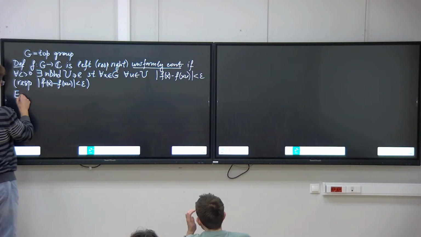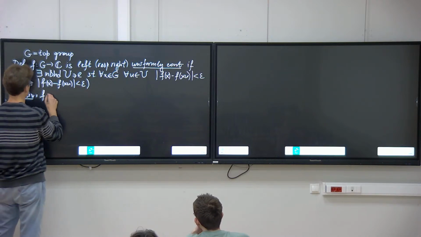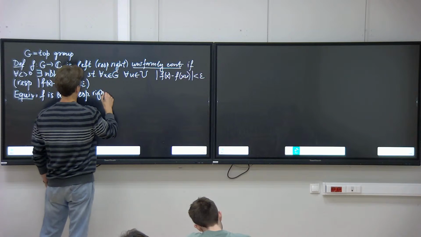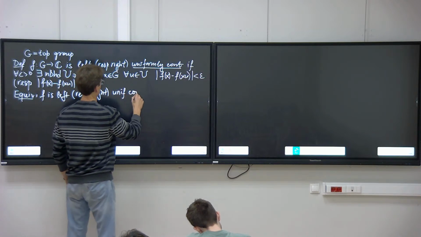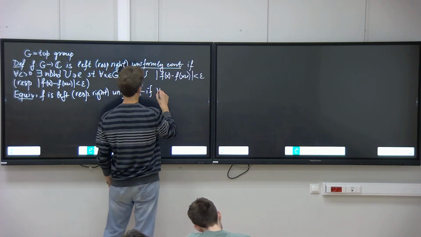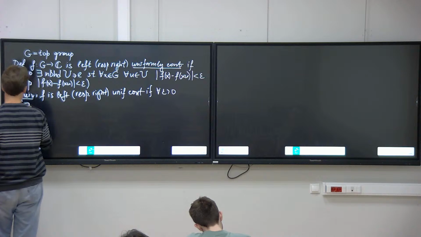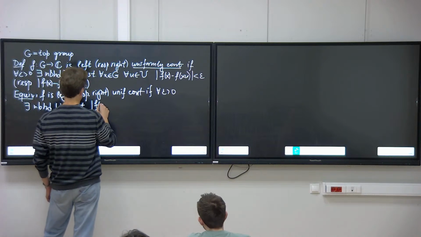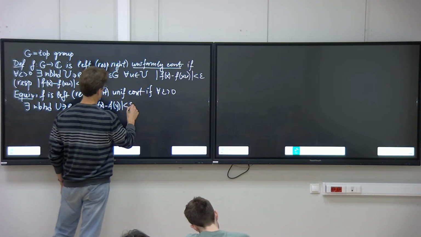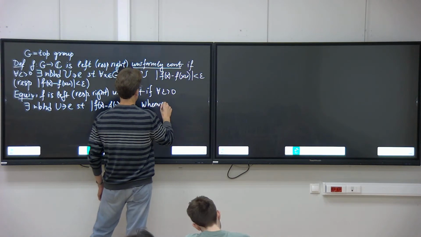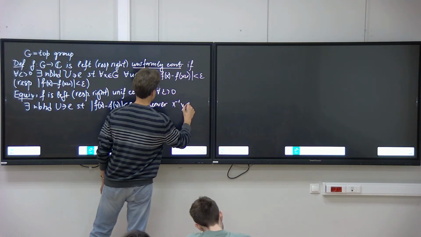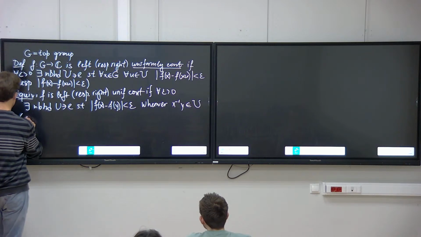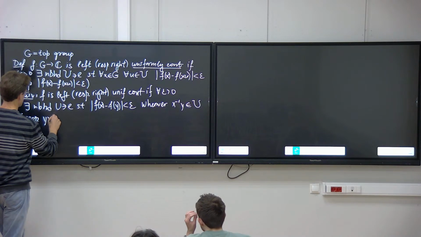Or equivalently, this can be written as follows: f is left, respectively right, uniformly continuous if for every positive epsilon there is a neighborhood U of the identity such that we have f of x minus f of y is less than epsilon whenever the element x inverse y sits in U. This is the left uniform continuity, and for the right we have the condition that yx inverse belongs to U.